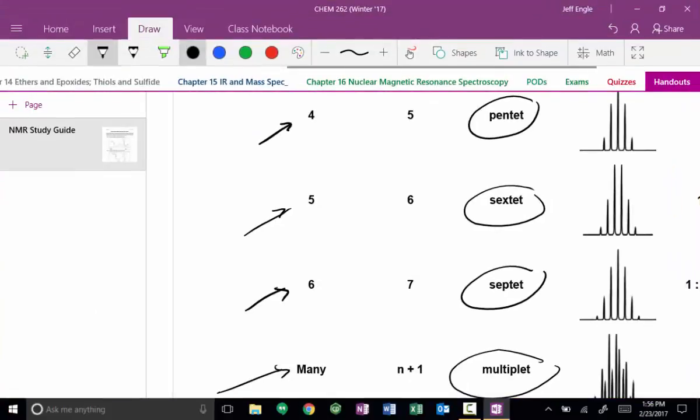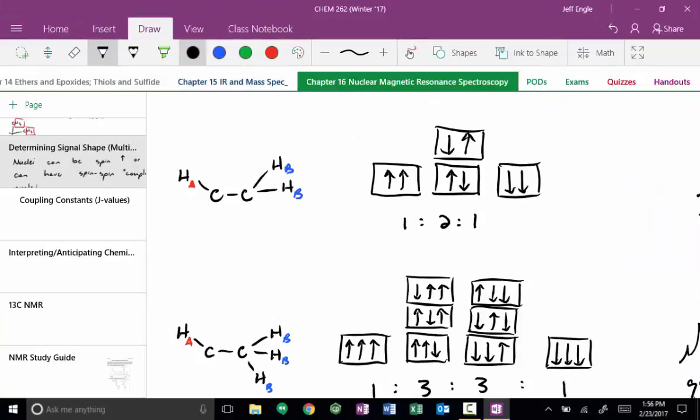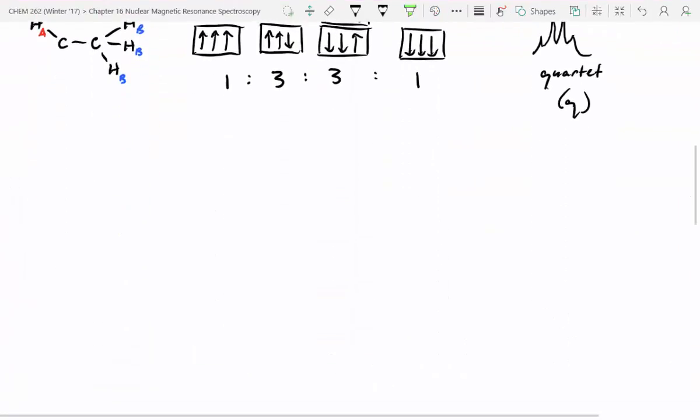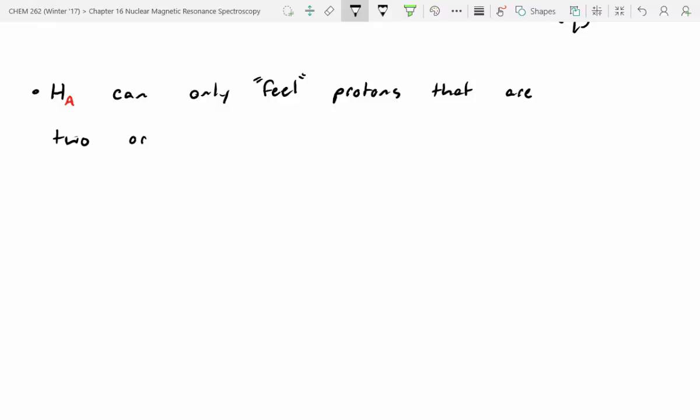So let's go back to our lecture material and make a couple of notes. So HA is a proton we're investigating in this situation. It can only feel, I'm using feel in the non-literal sense, protons that are 2 or 3 bonds away.